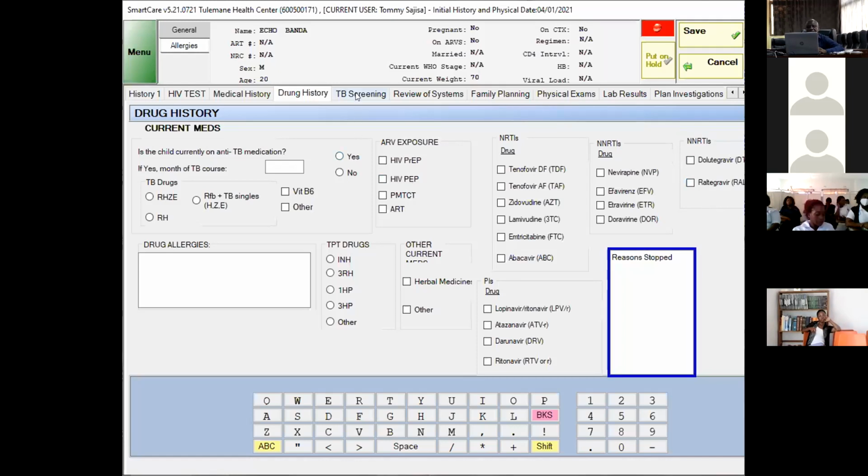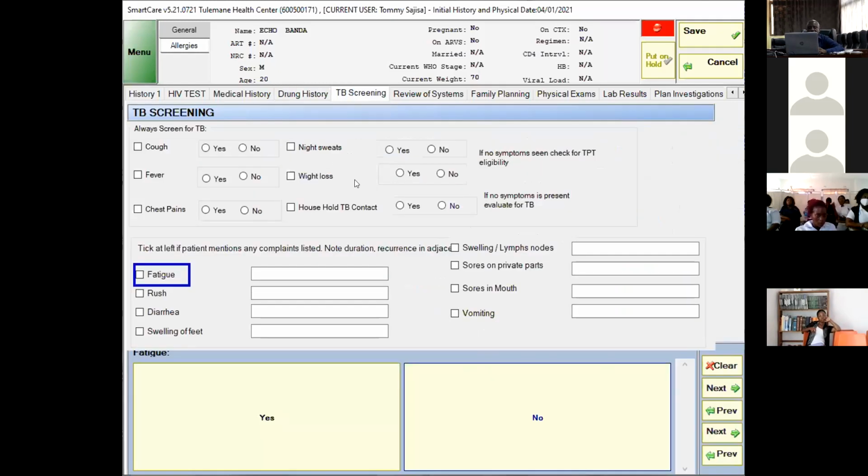Then we move on to TB screening. So again, we have these symptoms, which are TB-related symptoms. So if no symptoms, check for TPT eligibility. If symptoms are present, evaluate for TB. Again, there was a typing error here. It's supposed to be if symptoms are present, evaluate for TB. If no symptoms, check for TPT eligibility, which is not very difficult to change. So this one will be changed.